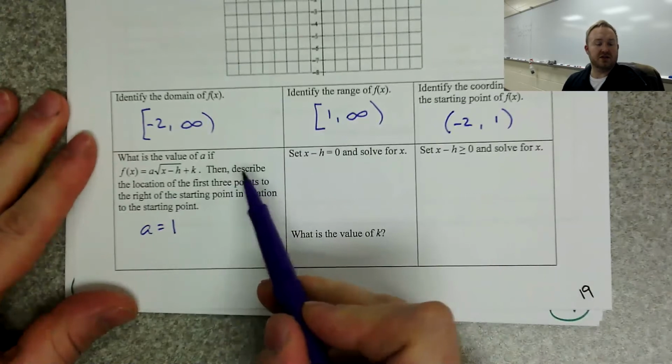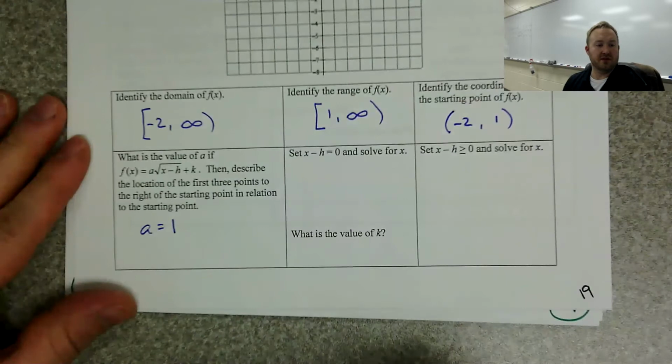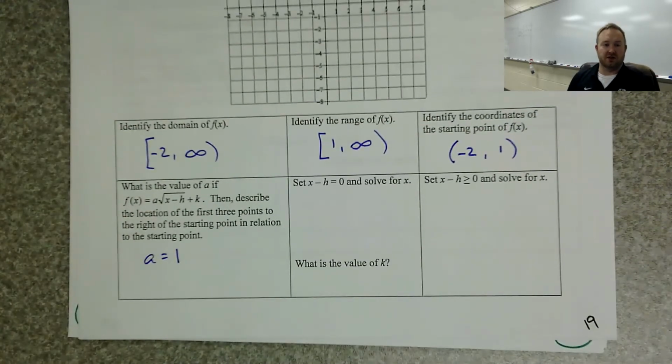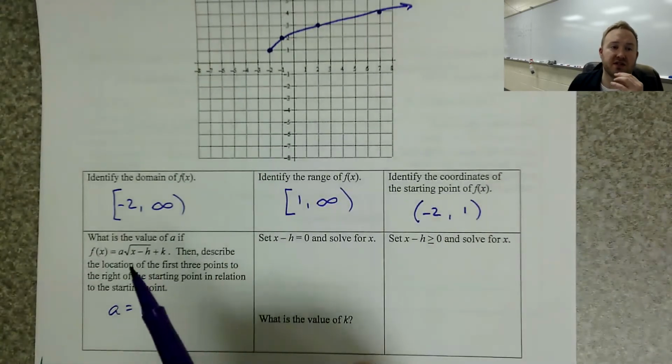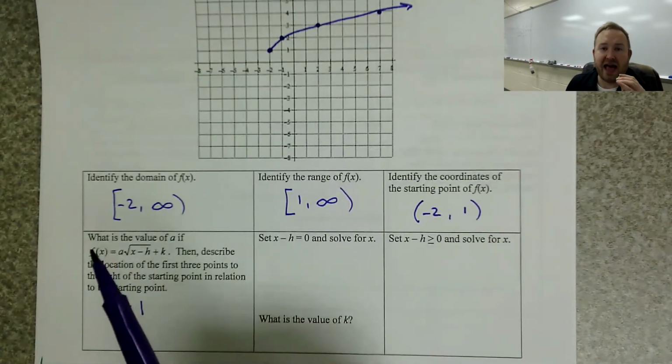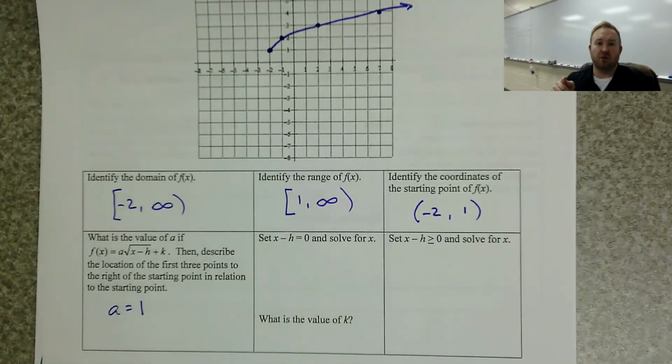It says, then describe the location of the first 3 points to the right of the starting point in relation to the starting point. Okay, let me talk about what they're getting at there. What they want us to do is notice that pattern. With quadratics, the pattern was if you move right 1, you move up 1. If you move right 2, you move up 4. If you move right 3, you go up 9. However far we moved left and right, we squared that, and that was our vertical change.